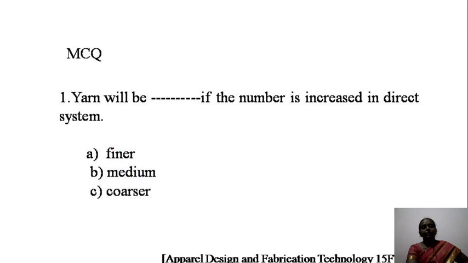You have to answer these multiple choice questions. First one: yarn will be dash if the number is increased in the direct system. Option A is finer, B is medium, C is coarser. Will the yarn be coarser, finer or medium if the number is increased in the direct system? In the direct system, it is directly related to the yarn count.